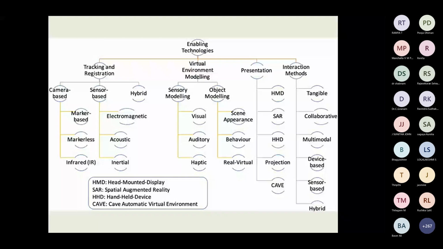Then presentations, maybe with the help of head-mounted displays and spatial augmented reality (SAR), and handheld devices like joysticks and sticks, and CAVE, an automatic virtual environment created based on live shots, where 3D pictures or motion pictures are taken. Then interaction methods like tangible methods, collaborative methods and multi-modal.